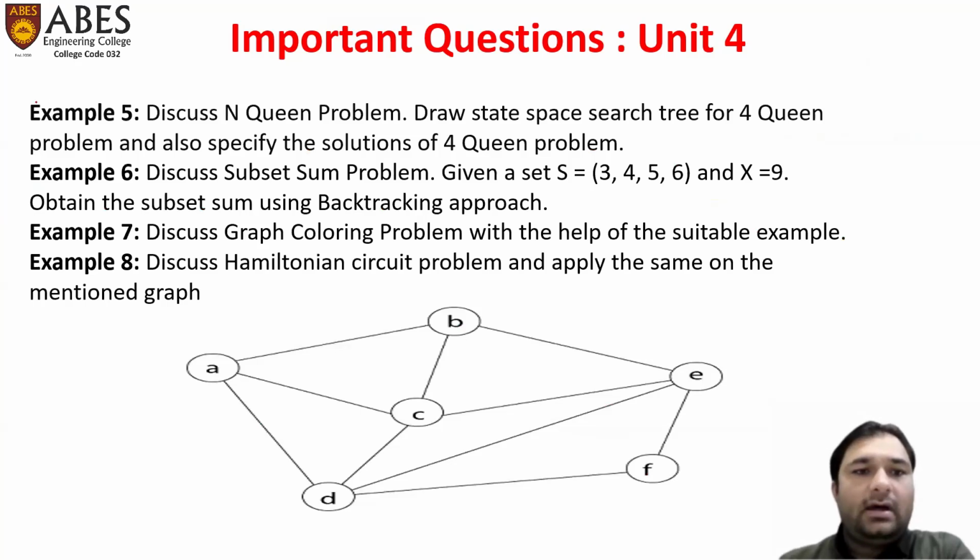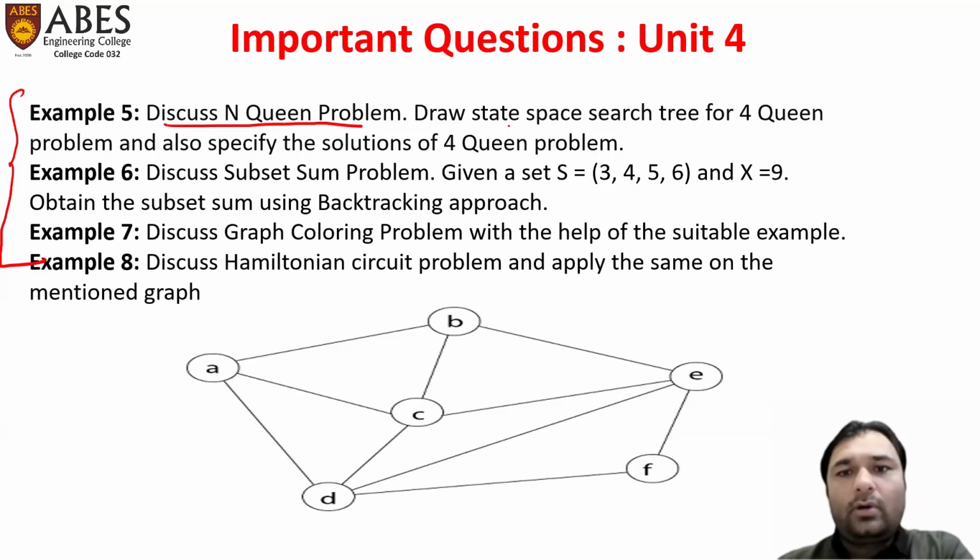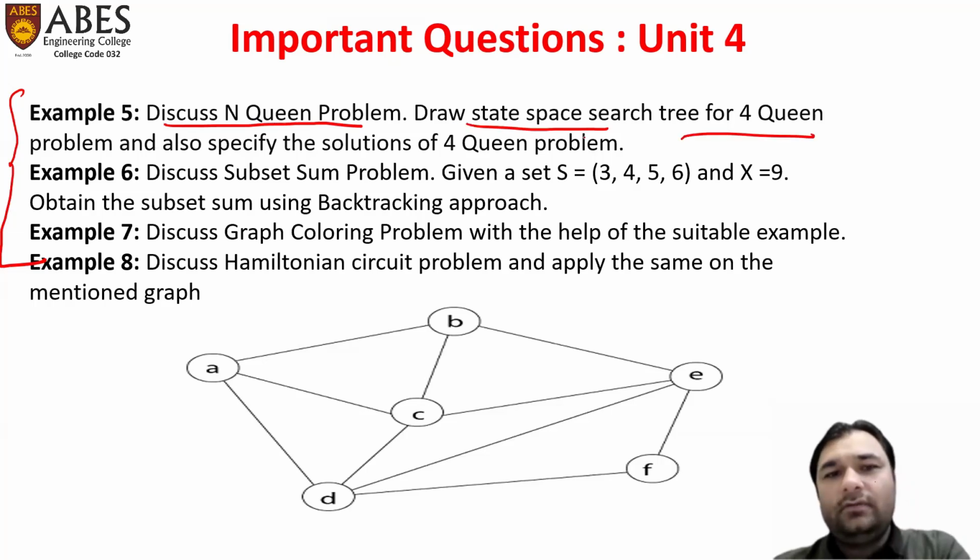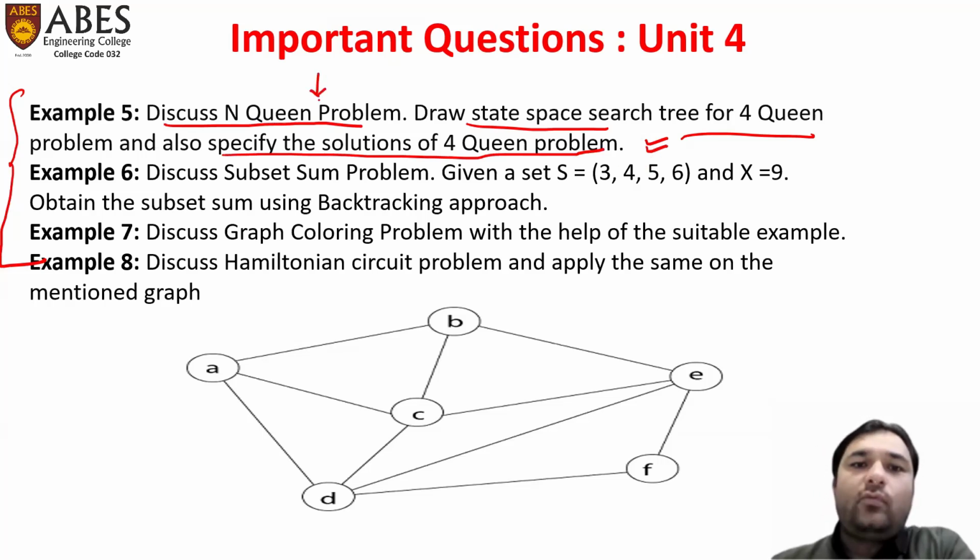These four questions are from backtracking. That is, discuss the n-queen problem, draw the state space search tree of the 4-queen problem, and also specify the solutions. This is all something we have already discussed. This is always asked: what is the n-queen problem? The state space search tree of a 4-queen, 5-queen or 6-queen problem can be asked along with a solution.